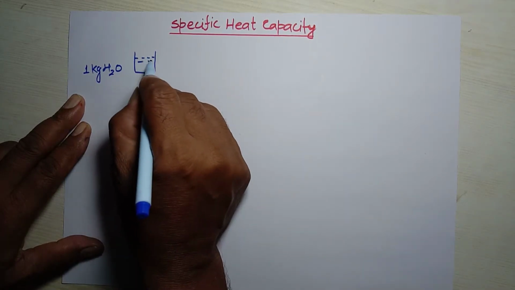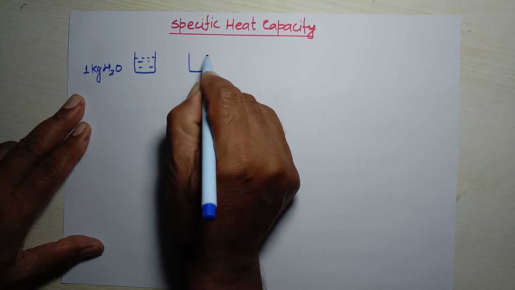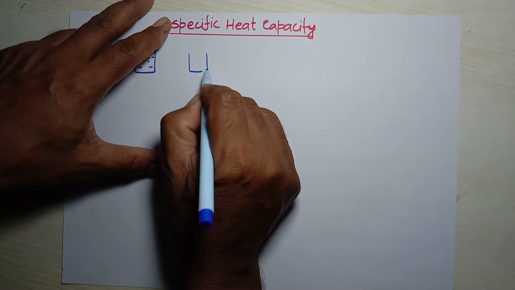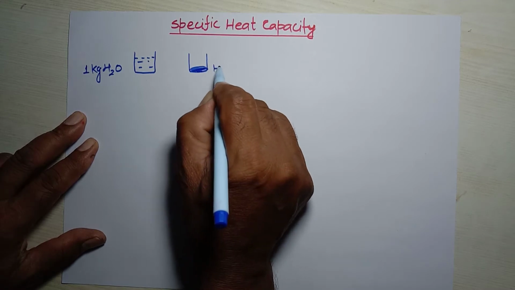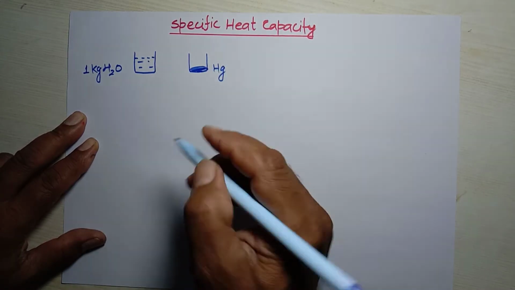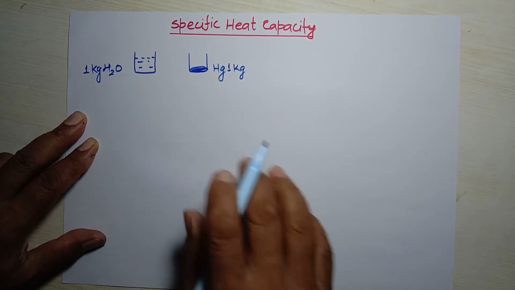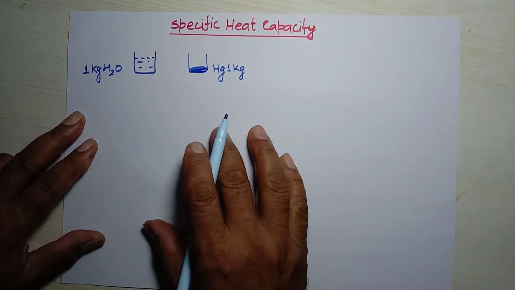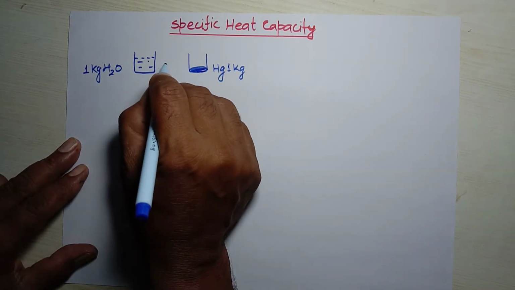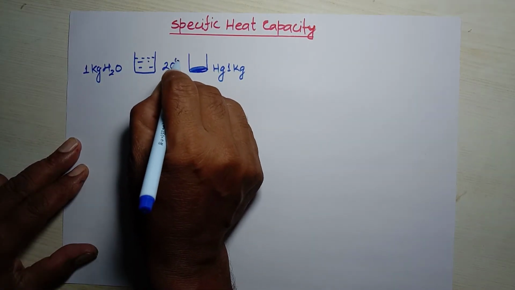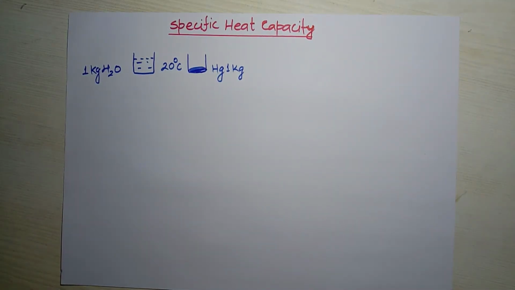Okay, another vessel is also taken, and it contains 1 kilogram of mercury. Mercury's symbol is Hg. Shortly, I am writing Hg, and this is also 1 kilogram. And if we measure the temperature of both of them, they are in the same environment. Let's say their temperature is 20 degrees Celsius. Both of them have the same temperature.